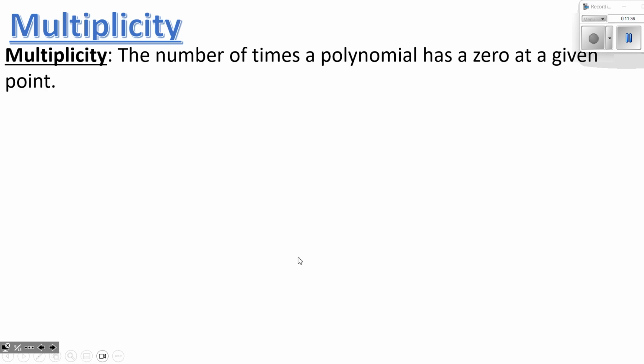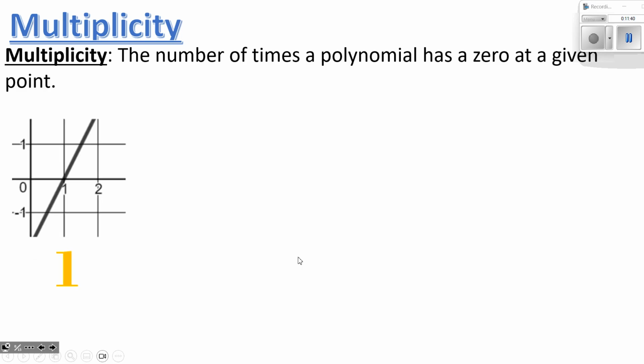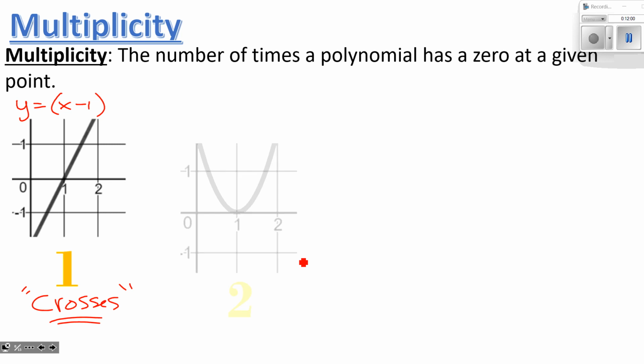Multiplicity. Multiplicity is the number of times a polynomial has a 0 at a given point. This is an example of a multiplicity of 1. This equation would look like y equals x minus 1 to the first. So we say this just crosses through. Goes right through. Crosses or pierces, you might have heard, but it goes straight through the x-axis.